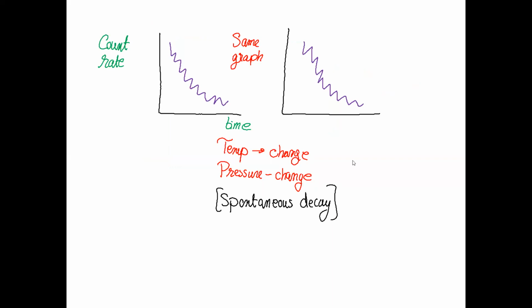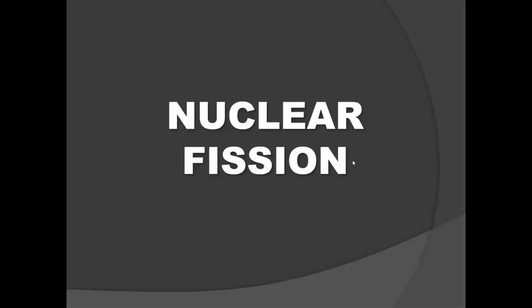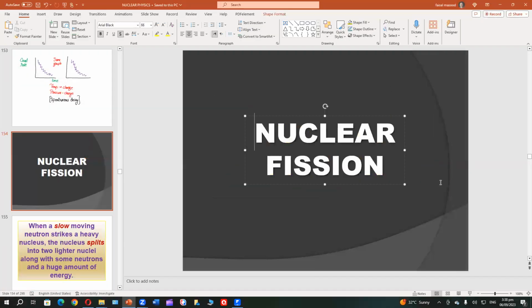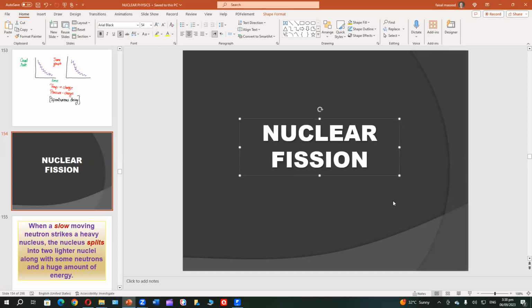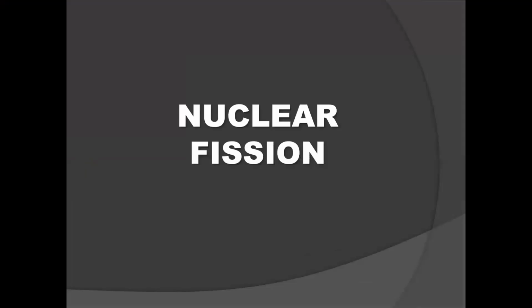Now, the concept says when you change the temperature or you change the pressure, spontaneous means no change will occur. The graph does not change. It means temperature and pressure are not going to make any change. These nuclear reactions are independent of temperature changes and pressure changes. Now, give a new heading, nuclear fission.